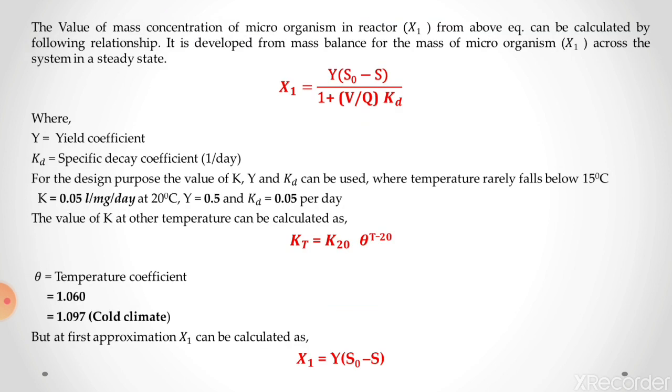The value of mass concentration of microorganism in reactor, written as X1, can be calculated by the following relationship. It is developed from the mass balance for the mass of microorganism X1 across the system in the steady state. So let us calculate X1 by using this formula: Y into (S0 minus S) divided by (1 plus V by Q into Kd), where Y is the specific yield coefficient, Kd is the specific decay coefficient.